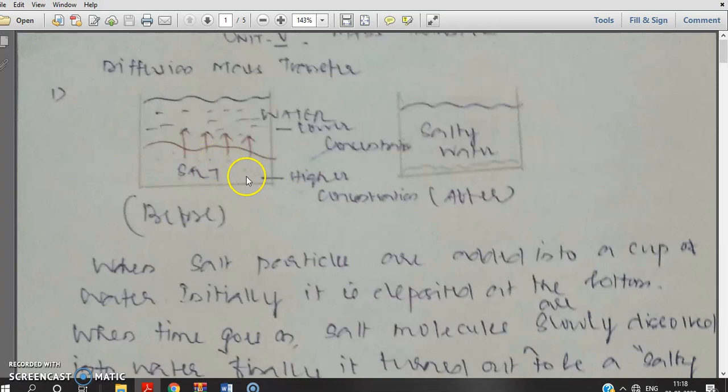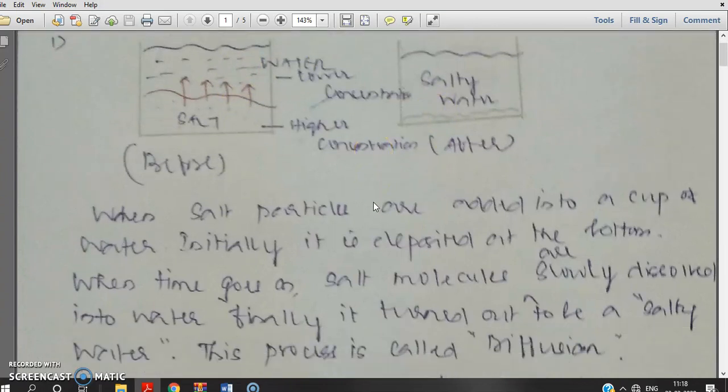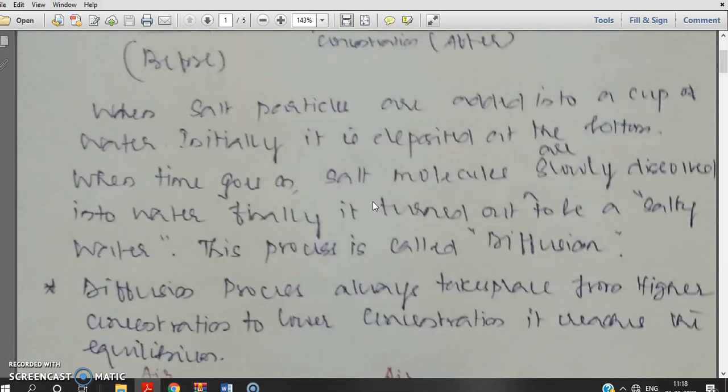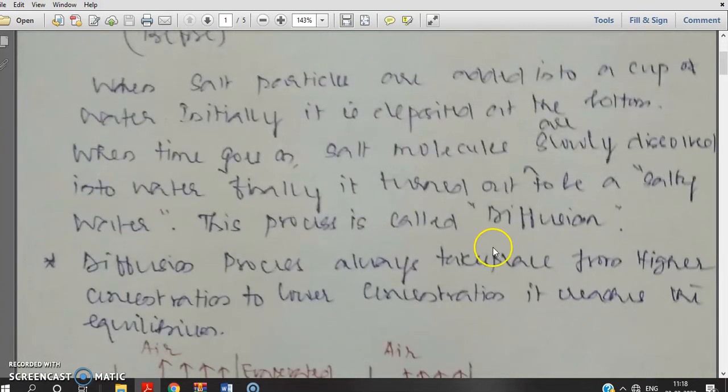Similarly, we can experience the same example when sugar is added into milk. Being of high density, the sugar molecules will be deposited initially at the bottom, and after that, the sugar molecules slowly get diffused into the water, such that mass transfer takes place. This process is called the diffusion process.